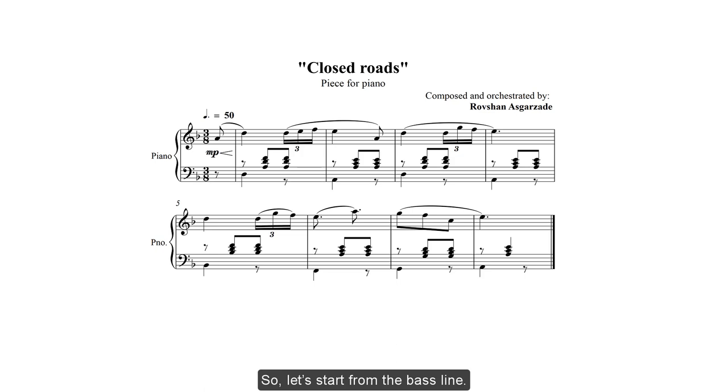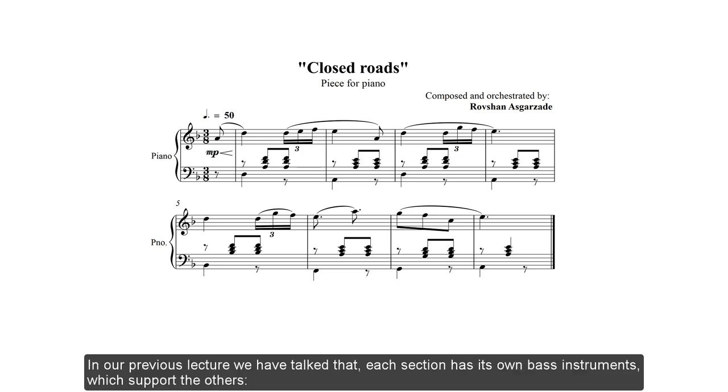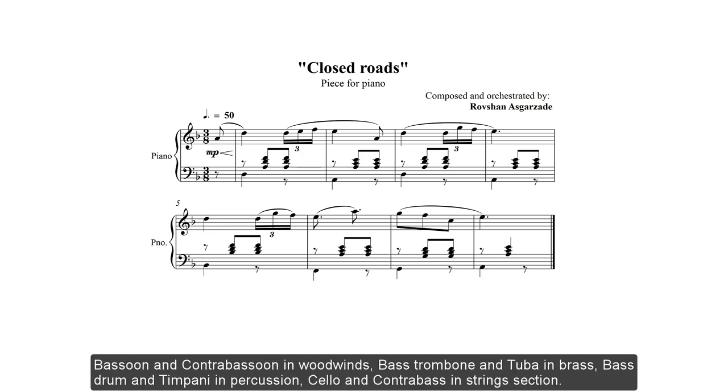So, let's start from the bass line. In our previous lecture, we talked that each section has its own bass instruments, which support the others. Bassoon and contrabassoon in woodwinds, bass trombone and the tuba in brass, bass drum and the timpani in percussion section, cello and contrabass in string section.